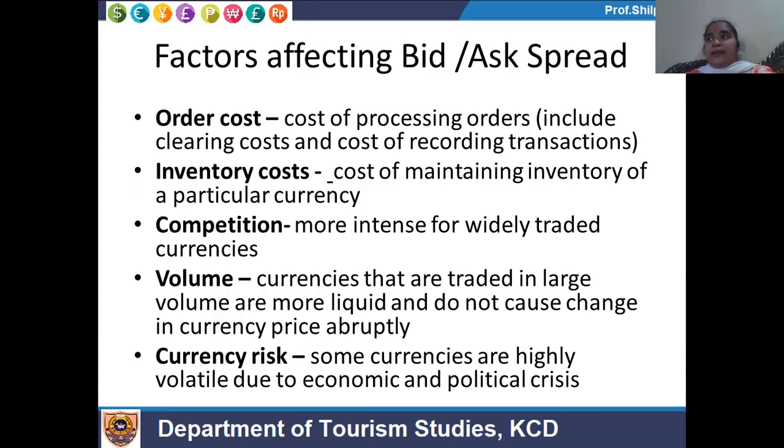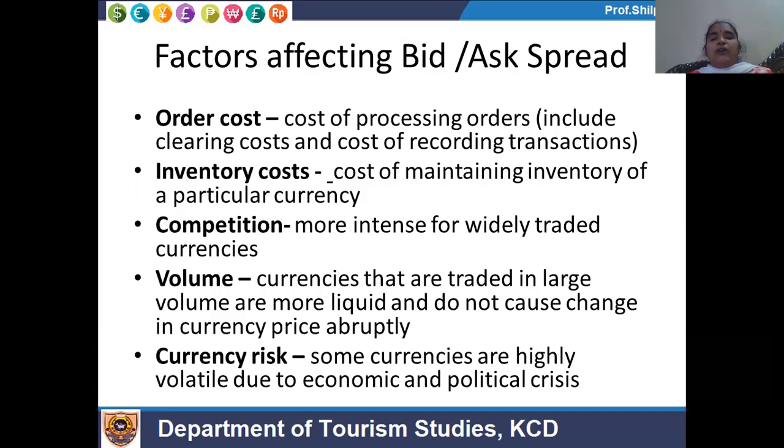So for a currency which is widely traded, for example dollars or euro, the bid-ask spread will not be large, because there are n number of banks which supply such currency. So the competition for the supply is high, and the margin, or the spread, or the profit which the banks make will be less. So if the competition is more, the spread will be less. If the competition is less, it will be more.